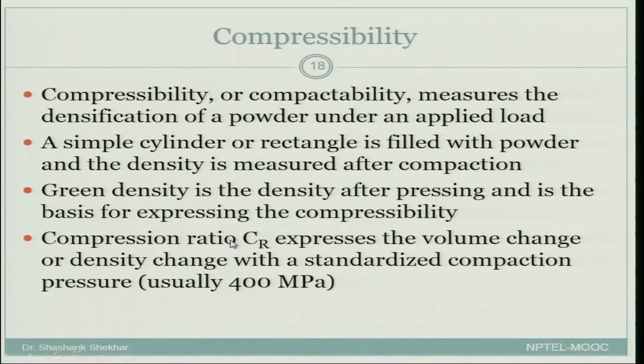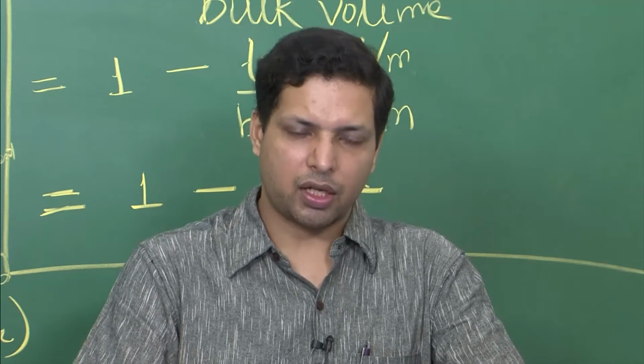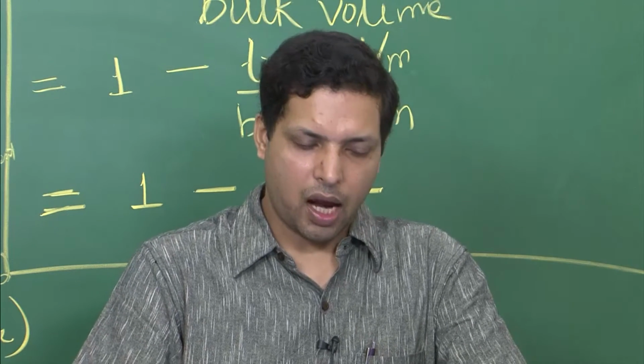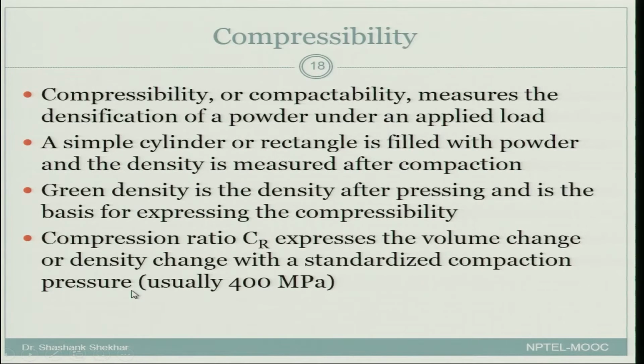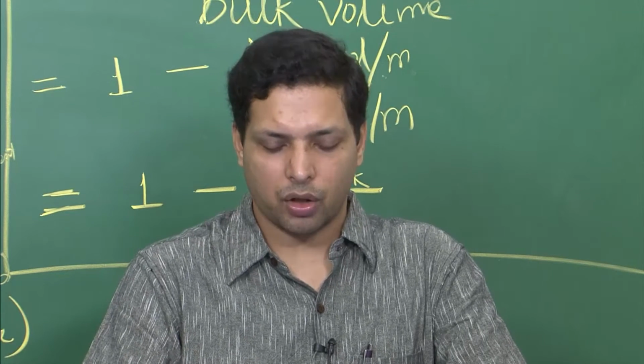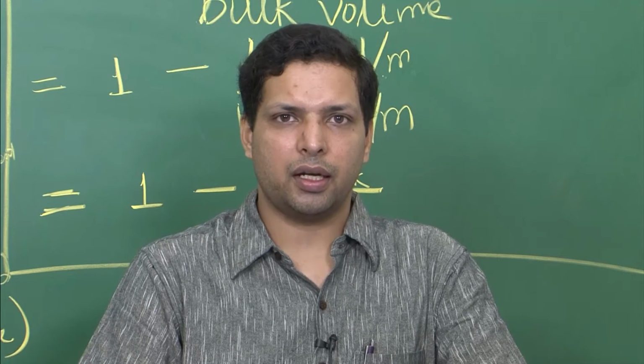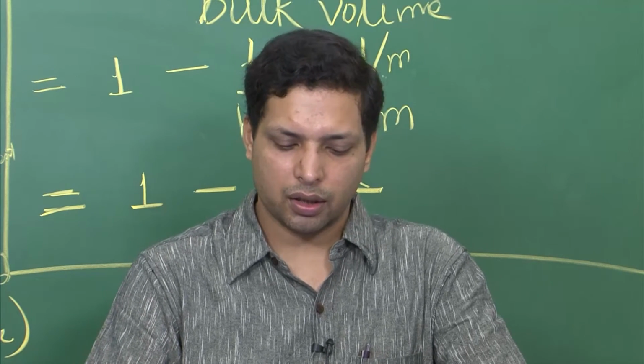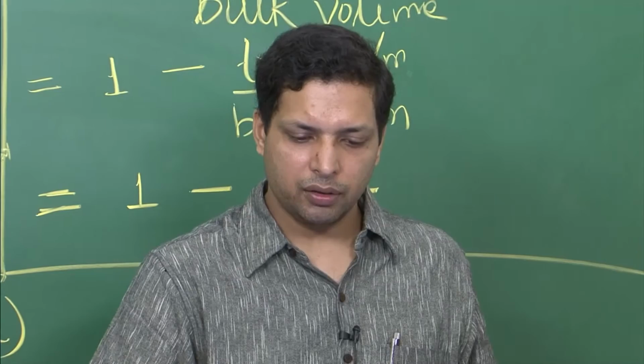And then you also define a term called compression ratio, which expresses the volume change or density change with a standardized compaction pressure. So, you can take different powders, let us say copper and iron powders, put a standard pressure, which is usually 400 megapascal, compress them and find out the change in volume or density, the relative density change, and that will be called the compressibility. And from there you can say whether copper or iron powders are better suited for powder pressing. So, this gives you an understanding of which powder is better suited for compressing. This is a very important parameter.